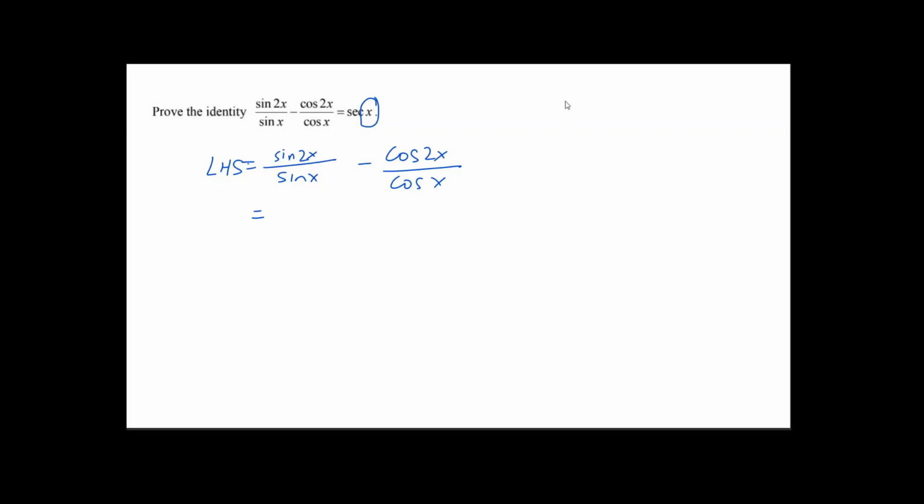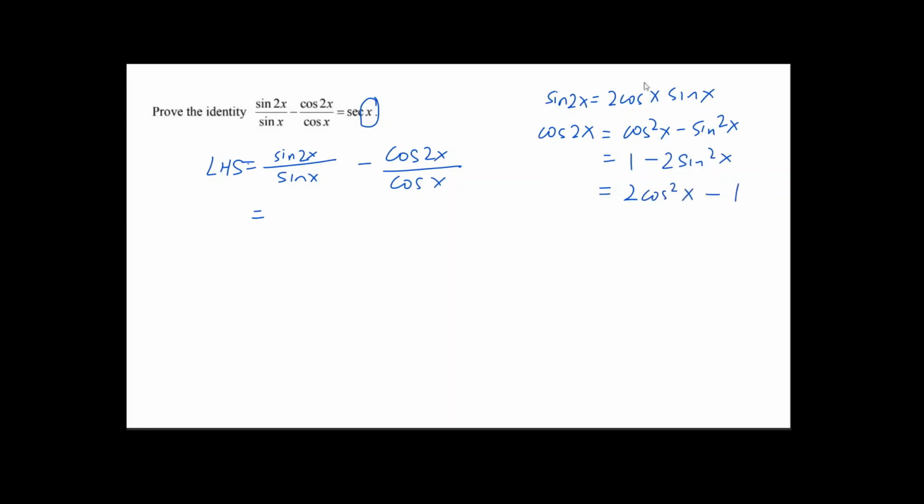If you take a look at your formula booklet, sine 2x equals 2 cosine x sine x. For cosine 2x, we have a lot of possibilities to choose from. For instance, we have cosine square x minus sine square x. We also have 1 minus 2 sine square x. We also have 2 cosine square x minus 1.